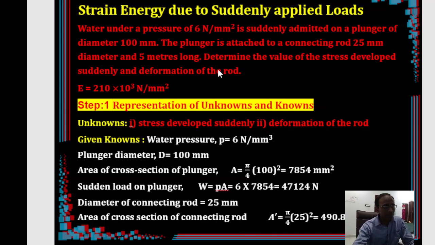Here there was some information given asking us to find out the value of stress developed due to the suddenly applied load as well as the deformation developed. So these are our unknowns. We have to find the stress development, that is sigma, and the deformation, say delta L. These are the things that we need to find. If you know the formula, you can easily find it. Just now we discussed this is nothing but 2W by A.